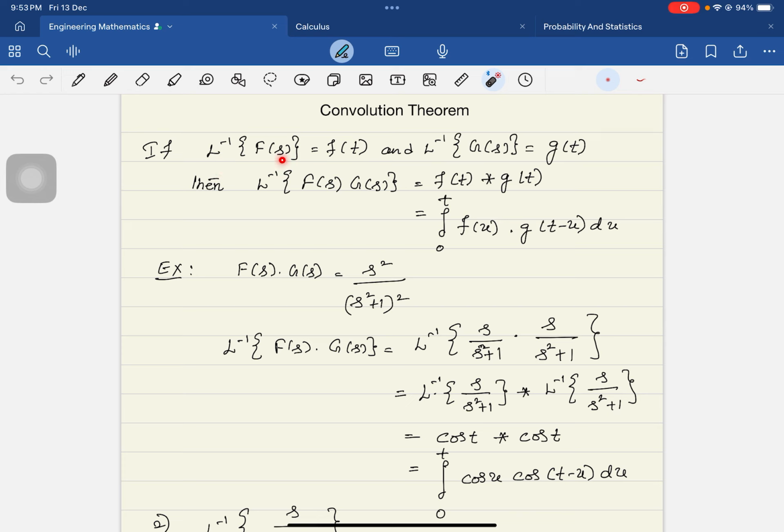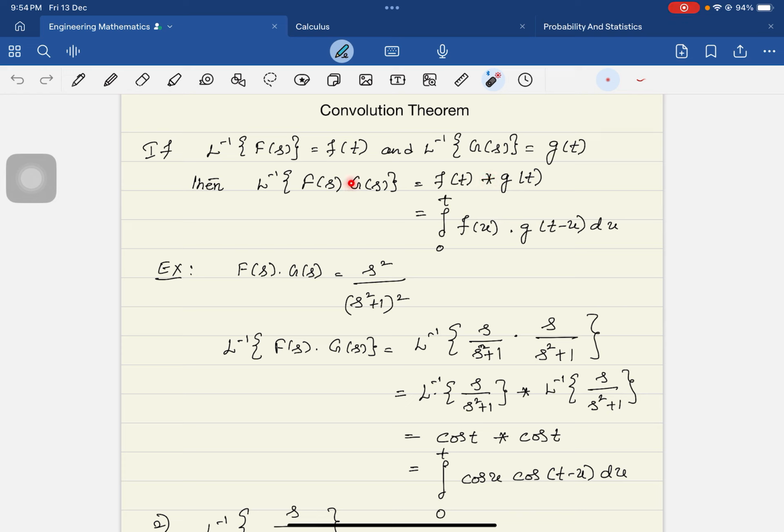For example, you have L inverse of F of s is f of t and L inverse of G of s is g of t. So we have two different functions. Now the inverse transform of the product of the two functions is given by f of t star g of t. Suppose if there is plus in between, yes, you can split it. In between f of t and g of t, you can add them. Suppose if there is minus here, then we can write f of t minus g of t.